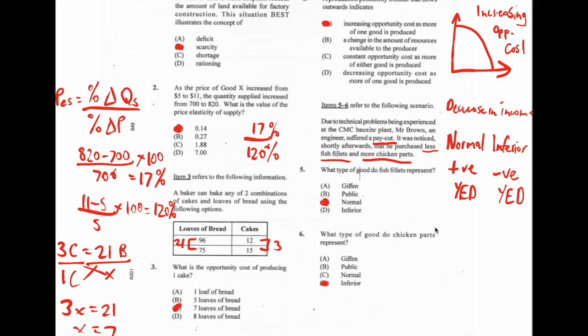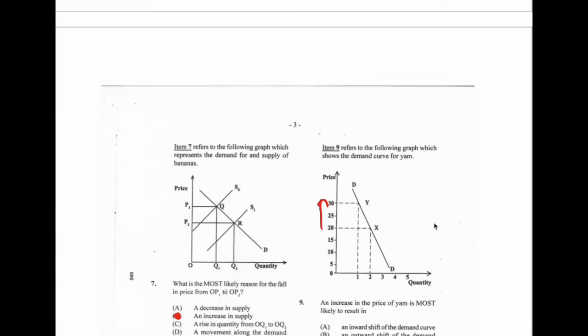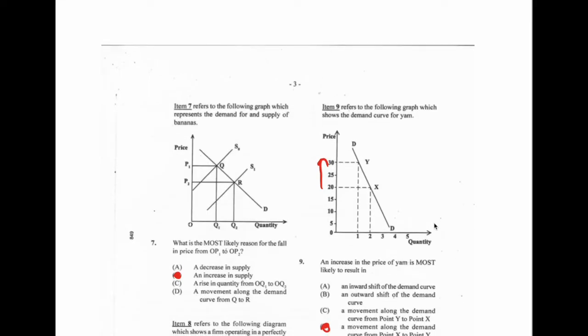for 6. 7 says, what is the most likely reason for the fall in price from OP1 to OP2? And that is simply because of an increase in supply. And this is shown by a rightward shift of the supply curve from S0 to S1. So that's B.